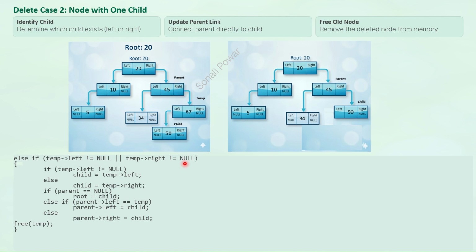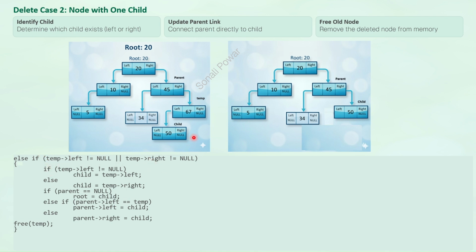So let's see how we can do this with the help of a C program. First of all, check whether temp has only one child. To do this task, I will say either temp left not equal to null or temp right not equal to null. It means it has only one child. Then they will enter into this if, because this condition will become true.